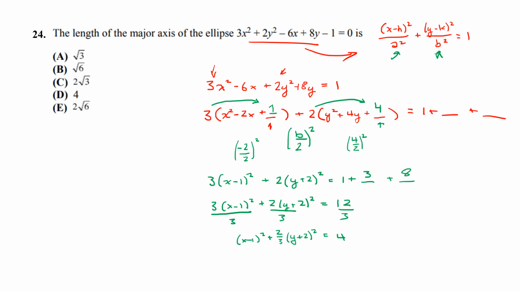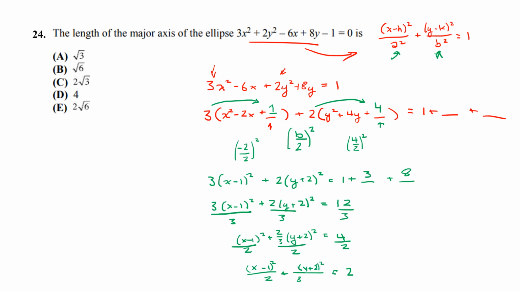Do the same thing, but this time for the value outside our (y plus 2) squared. So let's divide everything by 2. Divide everything by 2. That gives us (x minus 1) squared over 2, and this simplifies to 1/3, right? So this would just be (y plus 2) squared.